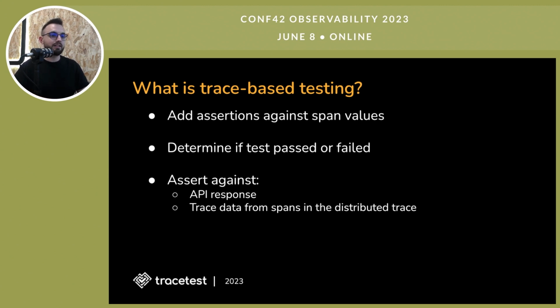And unlike traditional API tools, trace-based testing asserts against the system response and the trace results. So you're getting a more complete response from your system. So you know exactly what's happening in your system, not just from the response. You can get a response back that's 200, but something is failing asynchronously after the initial response.